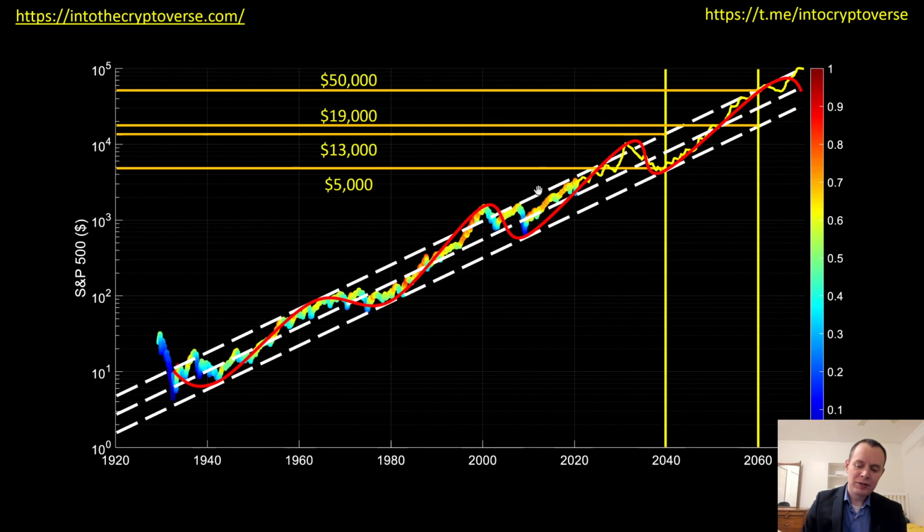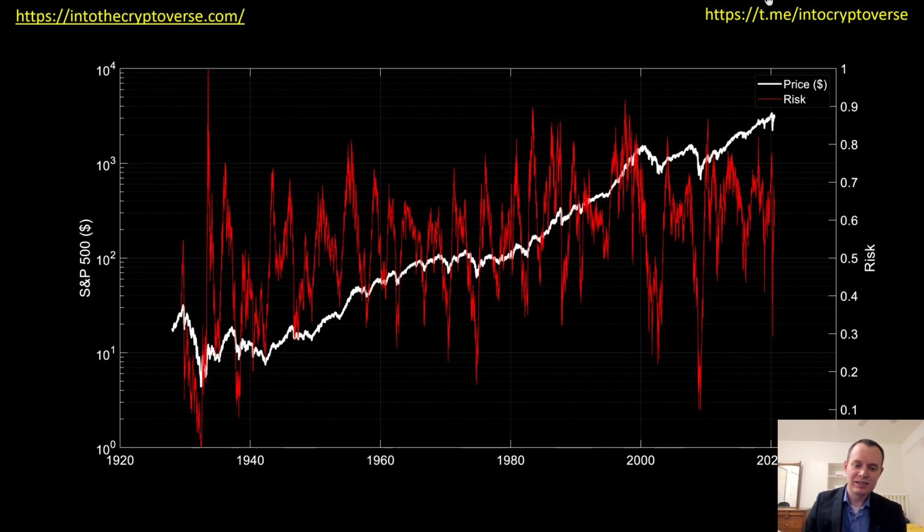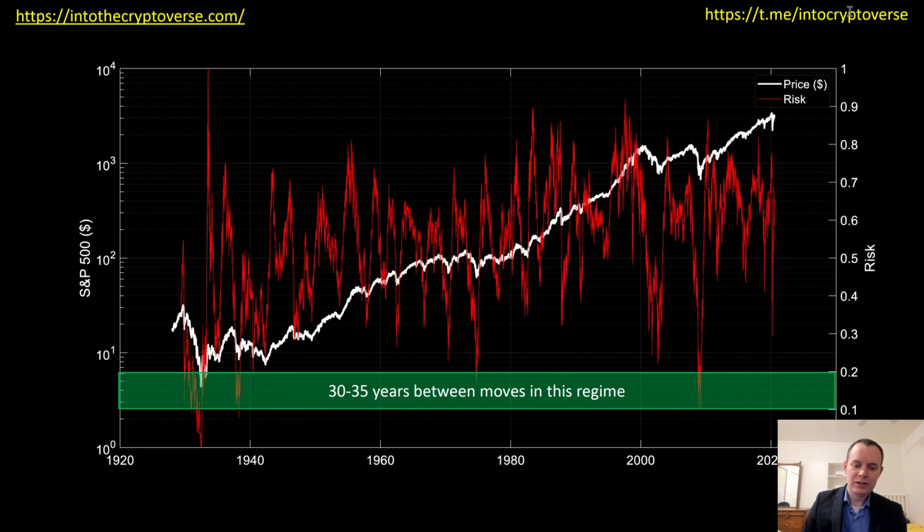If you take the color code out and just draw the risk metric on the secondary y-axis, this is what it looks like, the red line, so it's on the secondary y-axis. And then if you look to see, okay, well, if we take this as our starting point, not the Great Depression, but if you take this as your starting point, you can see it's between 30 to 35 years before we get into that 0.1 to 0.2 risk regime. So if we were to continue along this path, then it would be around 2040 before it would happen again.